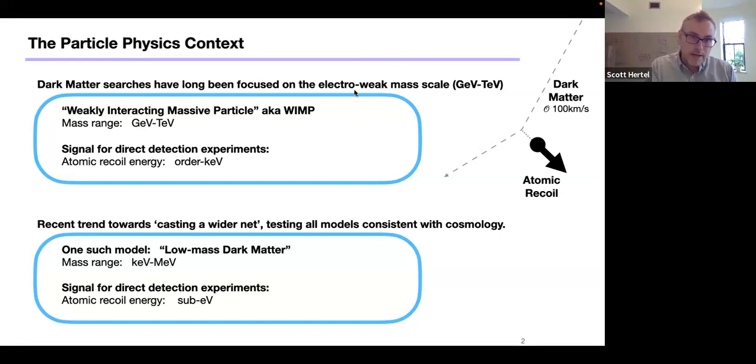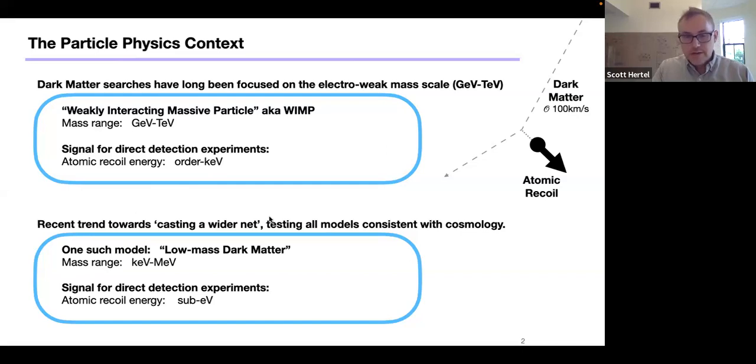For many decades, much of the field has been focused on the electroweak mass scale. This was partly due to supersymmetry models, partly just a general theory prior that we expect new physics at that scale. So if the dark matter particle is at this GeV to TeV scale, then the recoiling atom would have an energy of something like a keV scale.